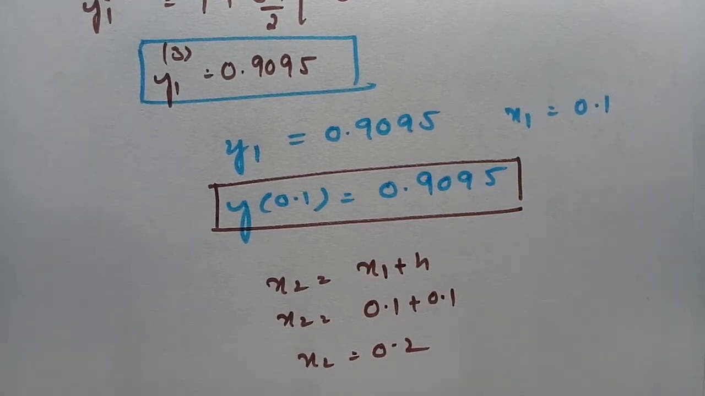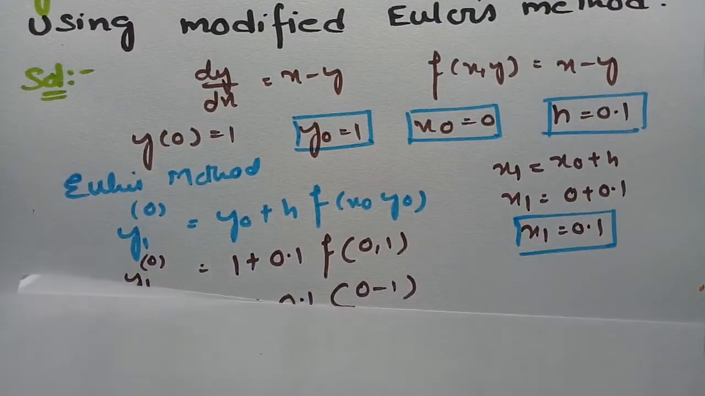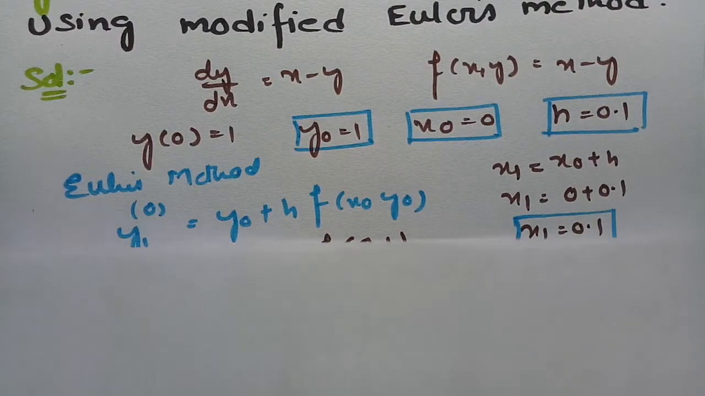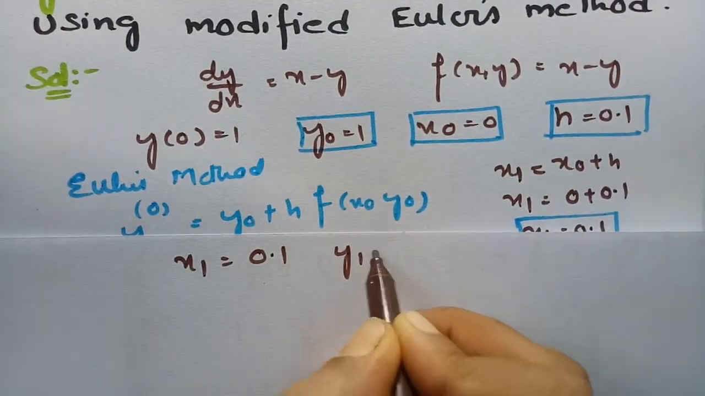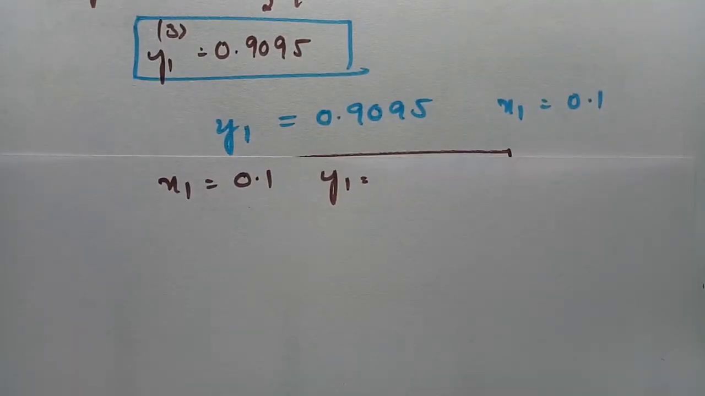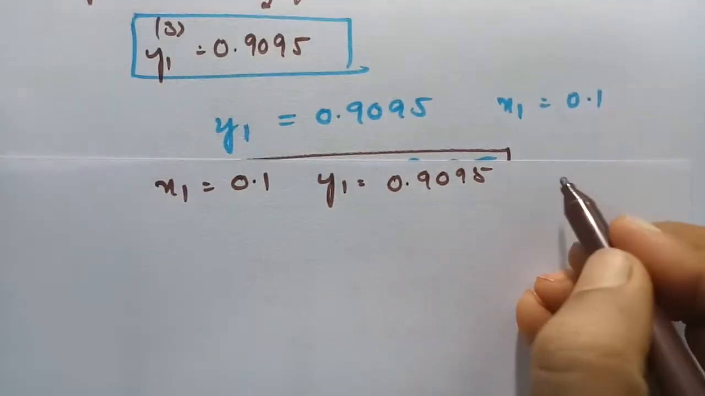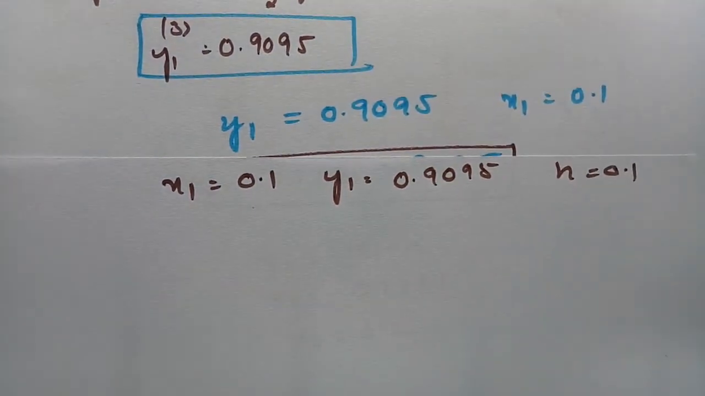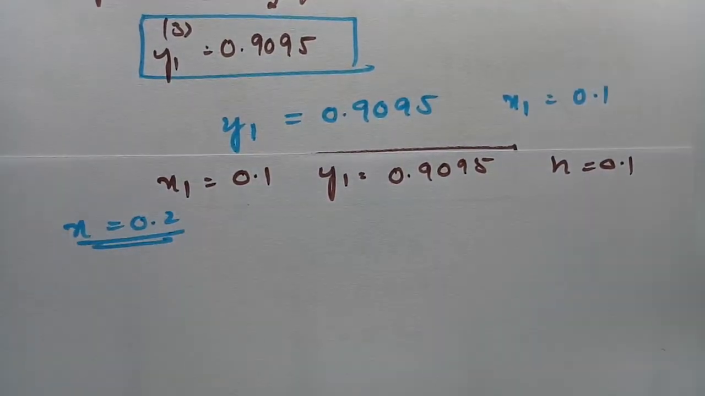Later we have to calculate the value, and for that, again we have to go with x. All the values are ready here, so we have x1 equal to 0.1. The y1 value, just now I found out, what is the y1 value? This is 0.9095. So after getting this, we have the h value as 0.1. So we have to calculate for x equal to 0.2, we have to calculate y.